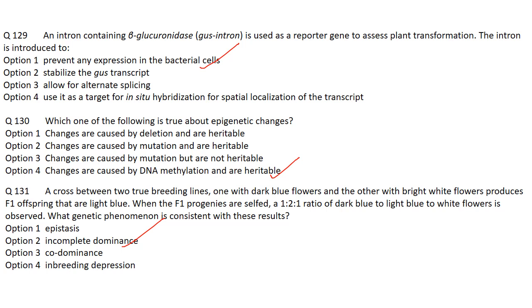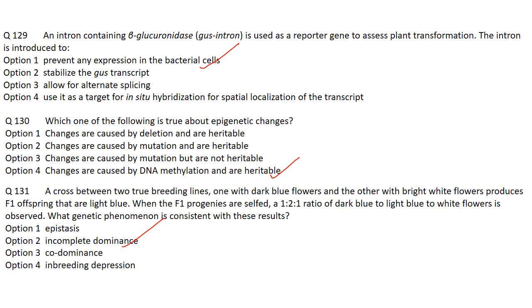The intron is introduced to prevent any expression in the bacterial cell. Answer is option 1. Bacterial cells don't have eukaryotic splicing machinery, so the intron will not be removed and you will not get a colored product after doing GUS analysis.